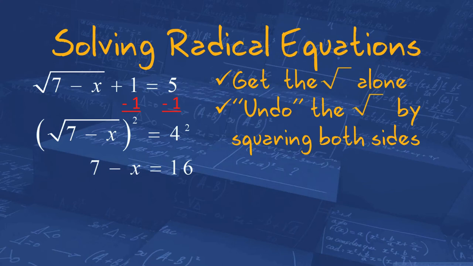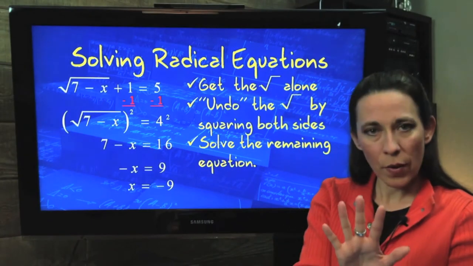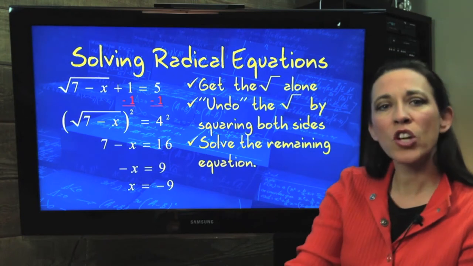Now we have a linear equation, and you've been solving linear equations for a long time now. So we're going to get this x by itself by subtracting 7 from both sides. Then we get negative x equals 9, and then we're going to divide both sides by that understood negative 1 there, and we get x equals negative 9. But don't celebrate just yet. We have to check our answer.